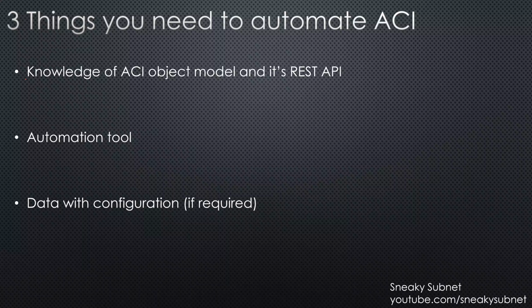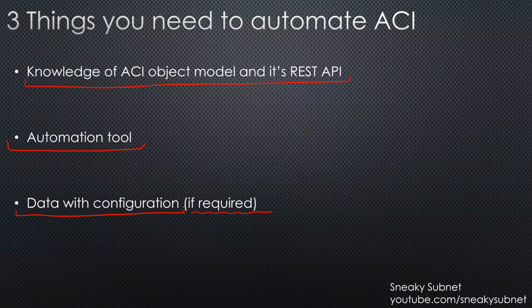So first of all, you need to understand how the ACI object model and REST API work. Next, you have to choose some automation tool. And finally, if it is required, you may need some data with configuration.